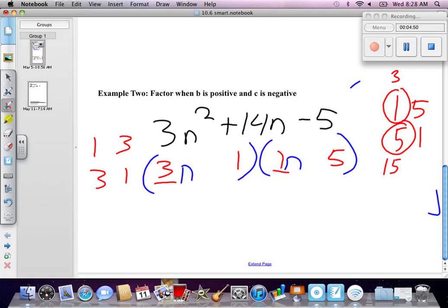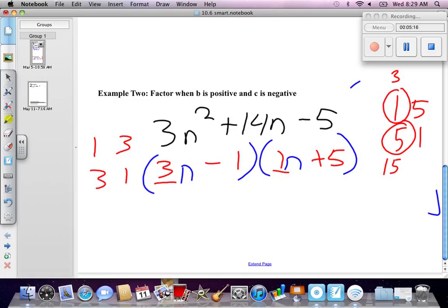Okay, now again, the tricky part. Where am I going to put my negatives or my positives? Which one will have to be positive? Positive or negative? Positive. So we have to do 15 minus 1 gives me 14. So which one has to be negative? The 1.